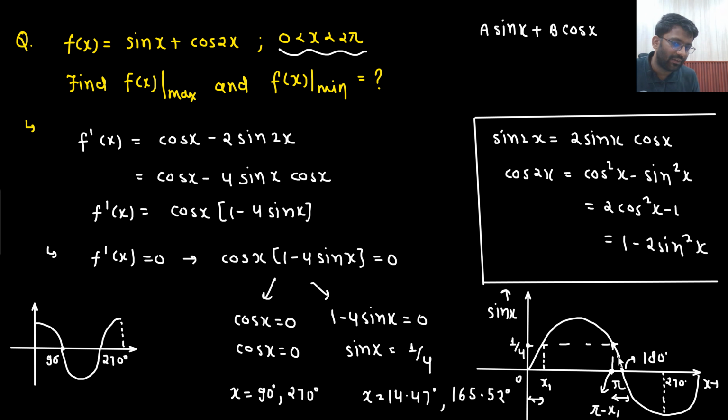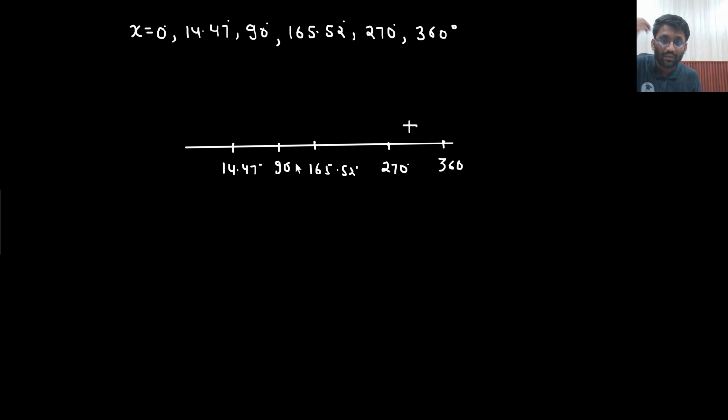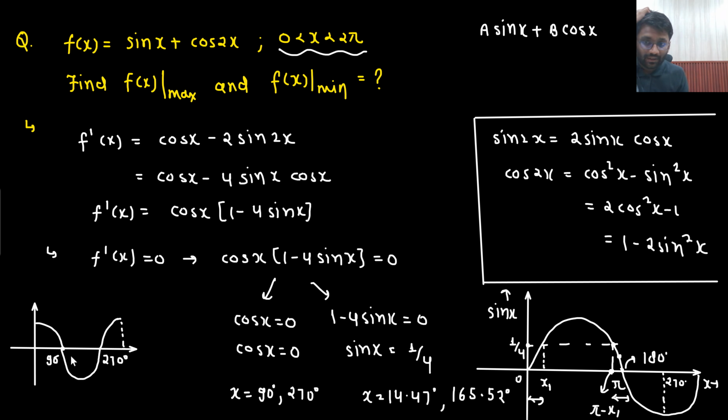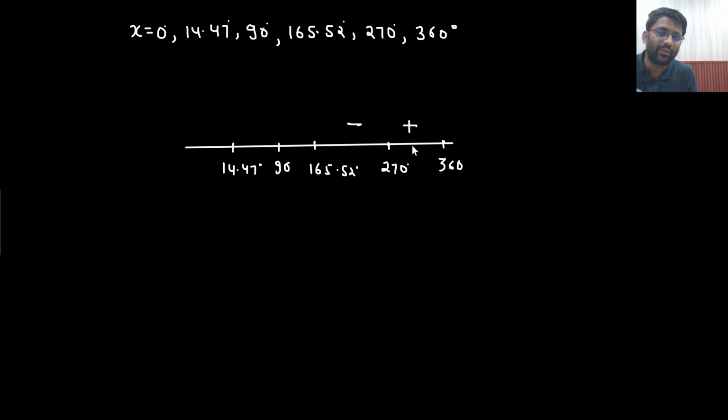Let's just pick any value. Let's just pick 1 by 8. This value is 1 by 4, the next value will be 1 by 8. If you put 1 by 8 here, this value will be positive only. And what about cosinusoid? For cosinusoid, we are taking from 165.52 to 270. Where will 165.52 be? It will be somewhere here. This point is 270 degree. So here cosinusoid is negative. That means here the total value will be negative only.